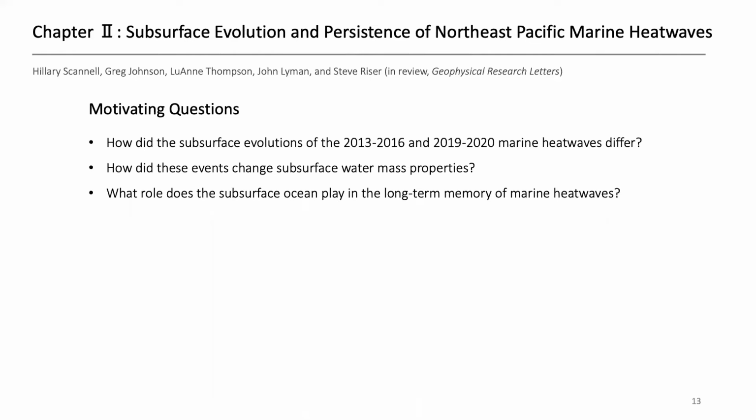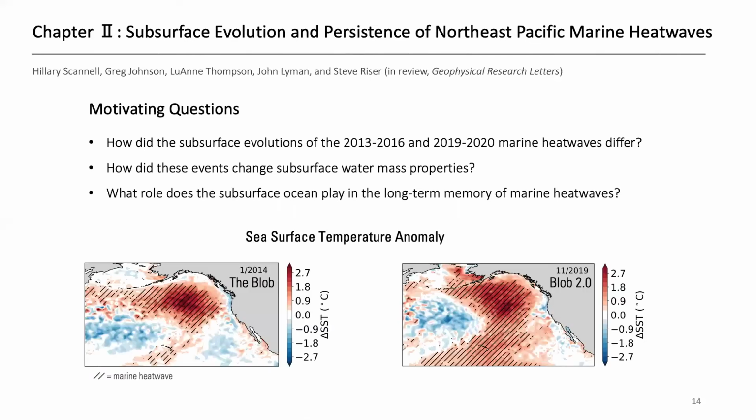Just to orient you, these are the 2 events that I'm going to be talking about. So this is the sea surface temperature anomaly in a given month. On the left is January 2014, on the right is November 2019. And I picked these dates because that's when the sea surface temperature anomaly was the strongest in the same location between these 2 events. So I looked for where they looked similar.